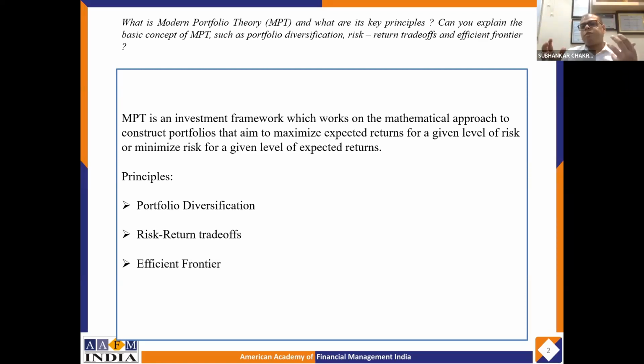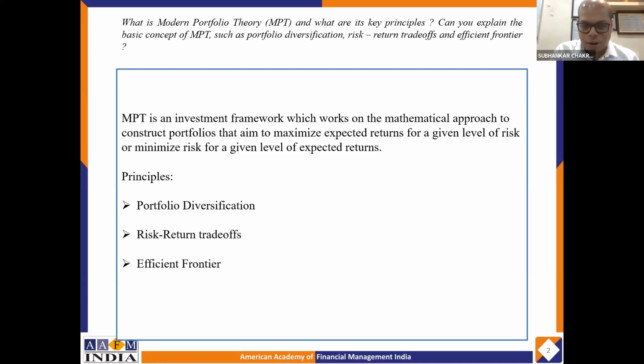Efficient frontier. The efficient frontier is the point where a set of portfolios will give maximum return at a given level of risk, and at a given level of expected return will minimize the risk. The efficient frontier is the point where a portfolio will have optimum return for an optimum level of risk. So it is basically the line where everything is optimal.